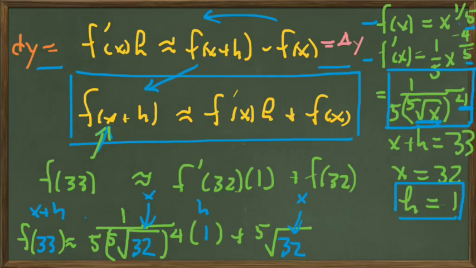So we plugged everything in. We were trying to find f of 33, the 5th root of 33. We put the x here in the f prime, we put the h here multiplying, and then the x here again. So let's calculate the numbers.